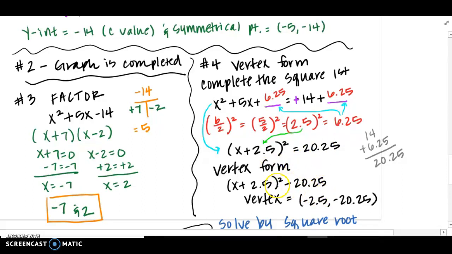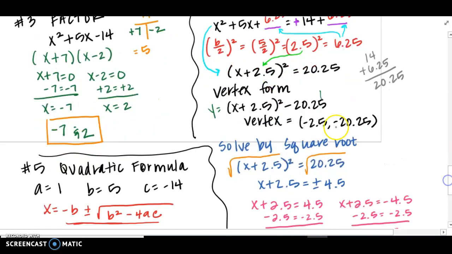So x plus 2.5 quantity squared minus 20.25 equals 0, or you can always set it equal to y at the beginning. You can double check, is that what we had for our vertex? The opposite of 2.5 is negative 2.5, and then the negative 20.25 at the end. And that's exactly what we had originally for our vertex. Since we're in vertex form, it's so easy to solve by square root. We already had the x plus 2.5 quantity squared equals 20.25, so we can simply square root both sides.